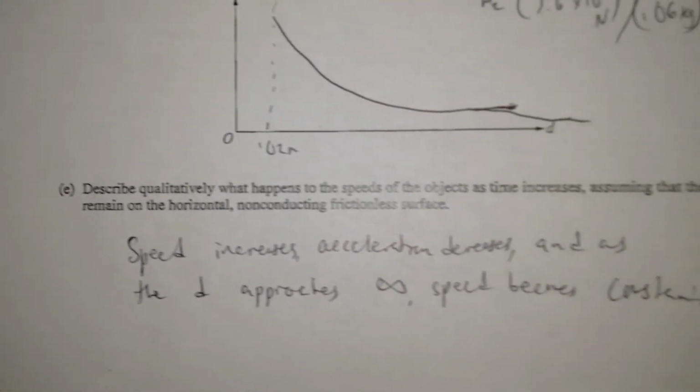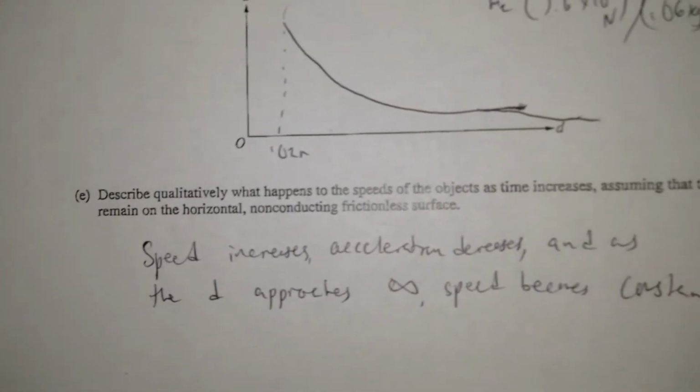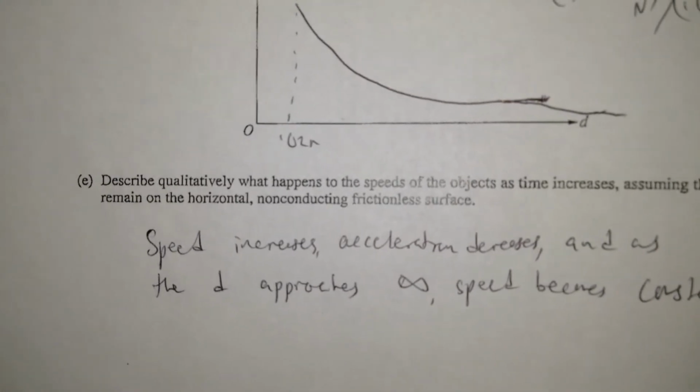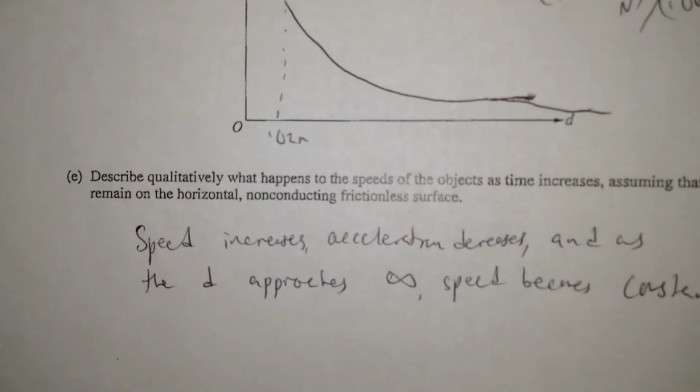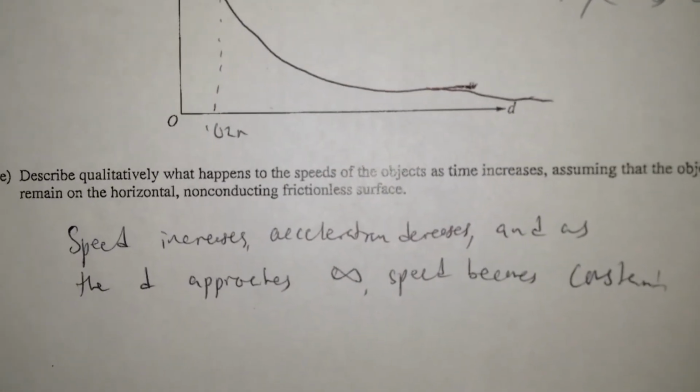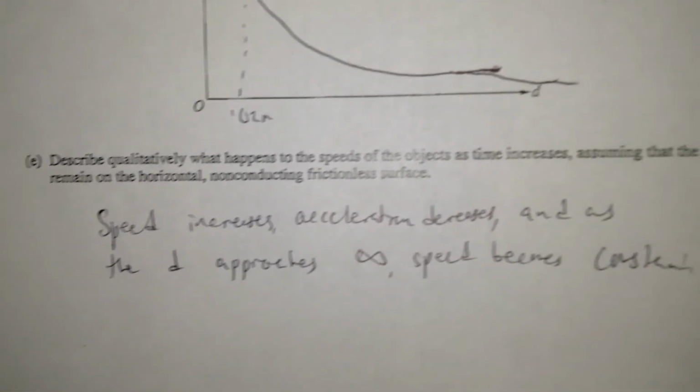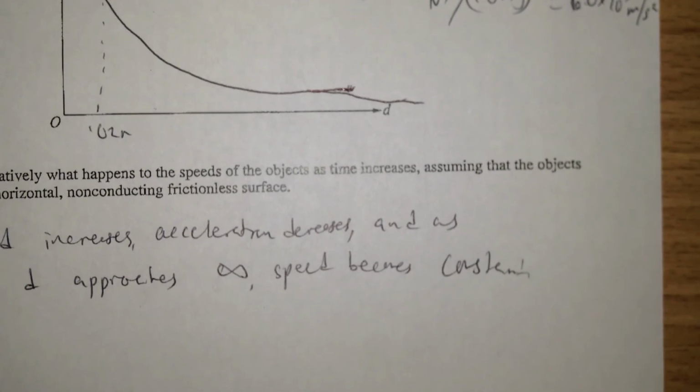So part E. Describe qualitatively what happens to the speed of the object as time increases, assuming that the object remains on the horizontal non-conducting frictionless surface. Your speed will increase, because acceleration will always be there, but the acceleration will decrease as the force becomes weaker, and as the distance d approaches infinity, speed will become constant.